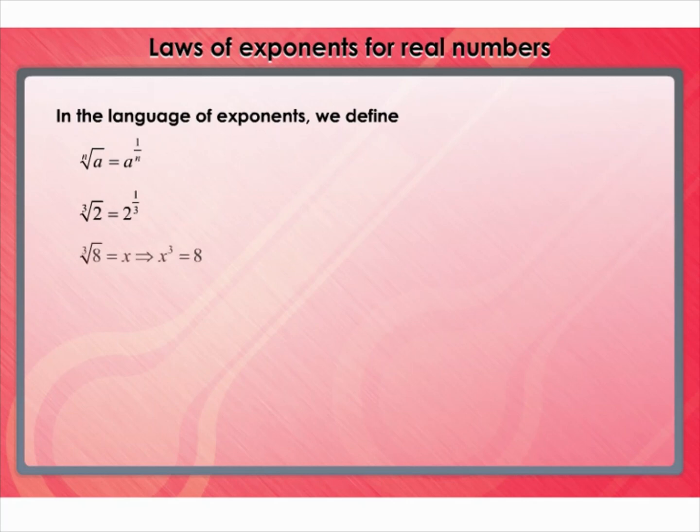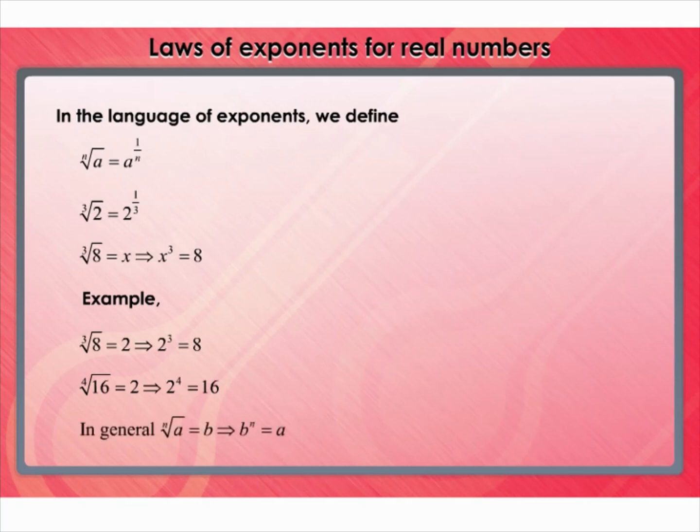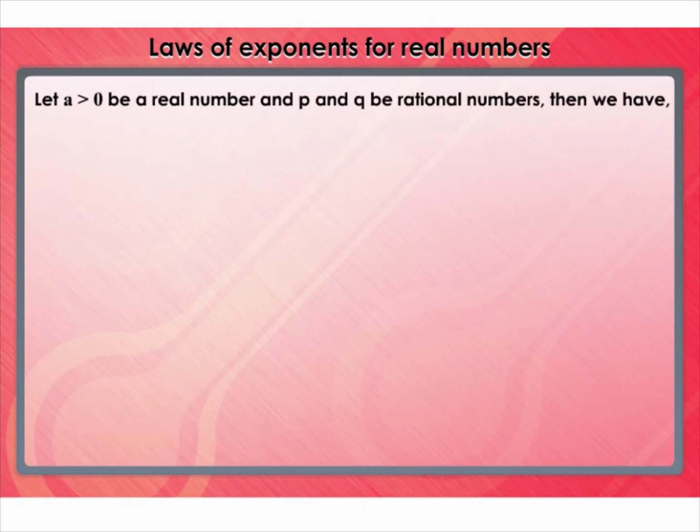If the cube root of 8 is equal to x, this can be written as x cube is equal to 8. Now let's take this example. The cube root of 8 is equal to 2, so we can write it as 2 cube is equal to 8. Similarly, the 4th root of 16 is equal to 2, so this can be written as 2 raised to the power 4, which is equal to 16. In general, if the nth root of a positive real number a is equal to b, this implies b power n is equal to a. We now have the following extended laws of exponents.